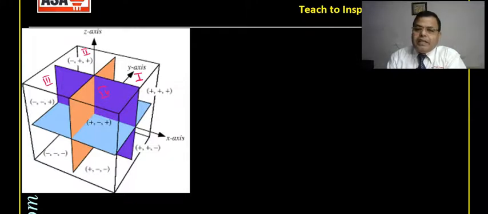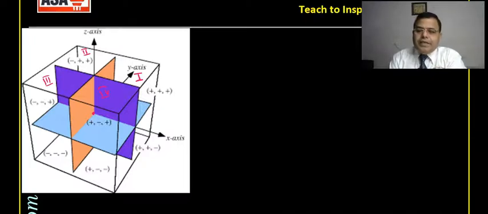8 octants are there, and you will be able to visualize how the x-axis, y-axis, z-axis, three planes, intersect each other, and the point of intersection of all these three planes is called the origin. This side x-axis is positive, this side x-axis is negative, above the origin the z-axis is positive, and below it the z-axis is negative. Left side of the y-axis is positive, and this side y-axis is negative.